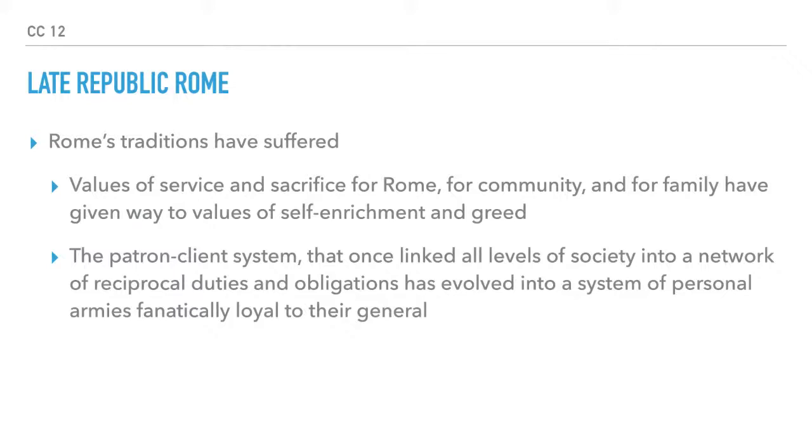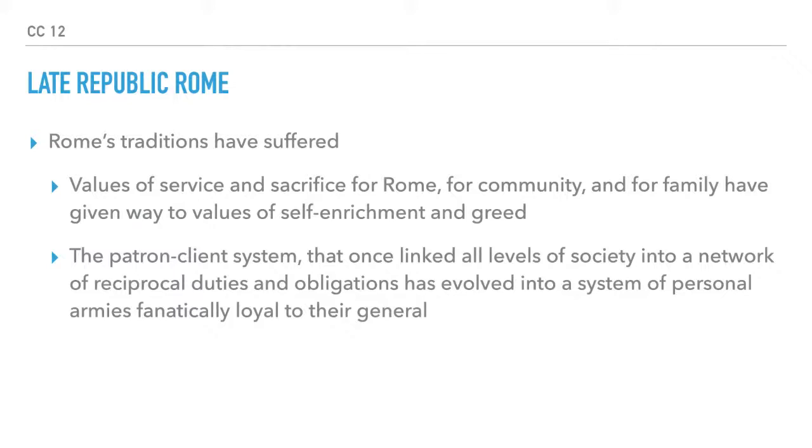When we started out talking about early Republican Rome, we were talking about Roman values. And Romans were very conservative, right? They followed the ways of their ancestors. They followed the rules. They adhered to their traditions.